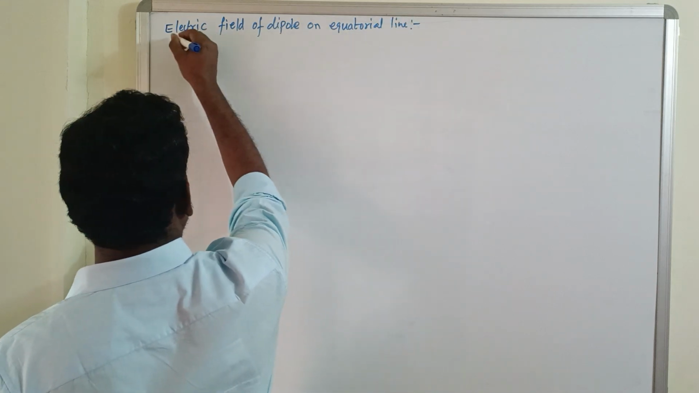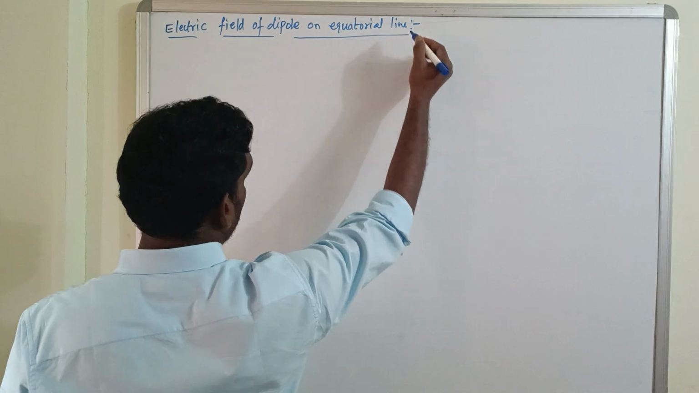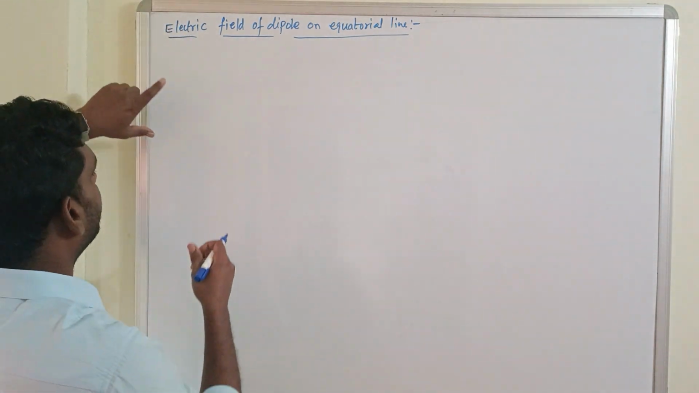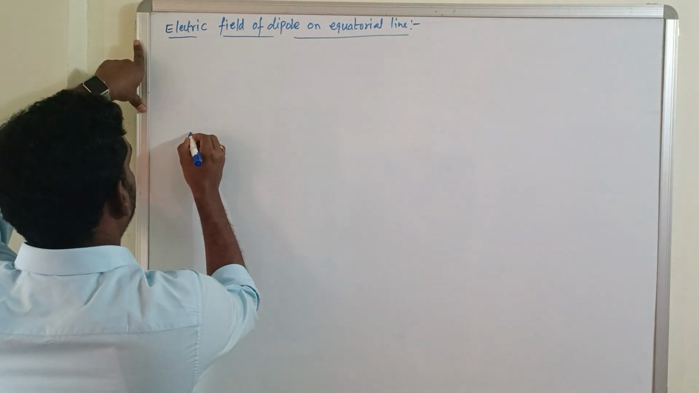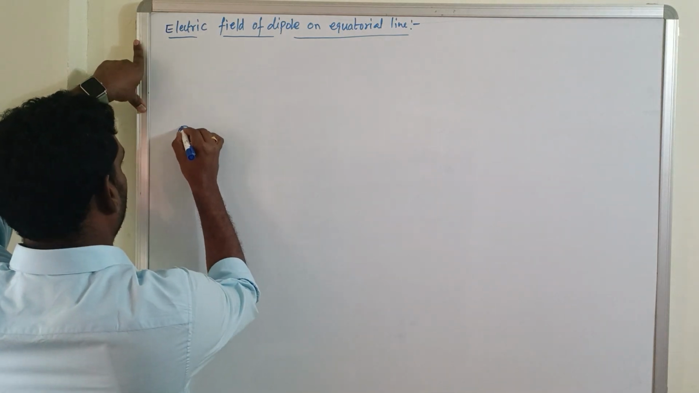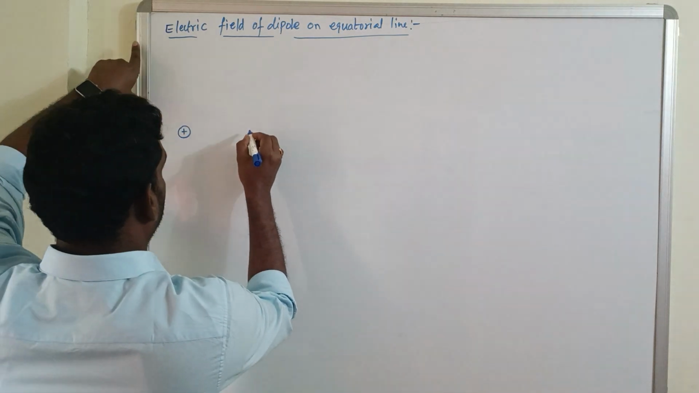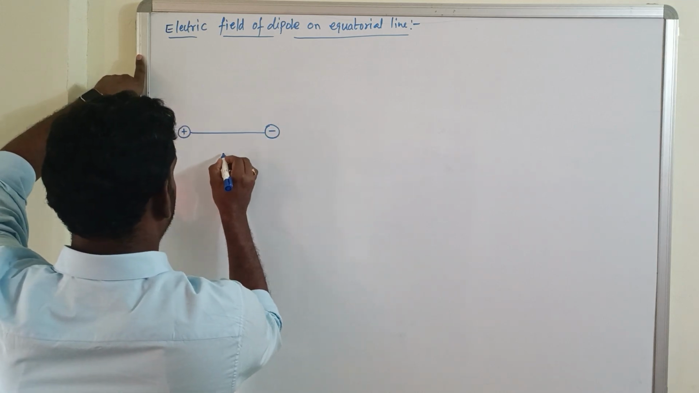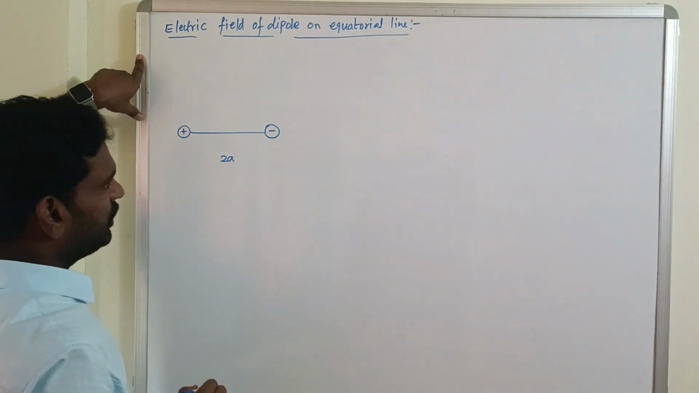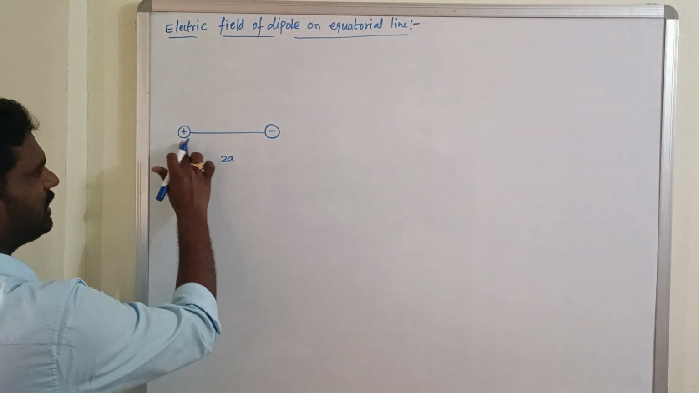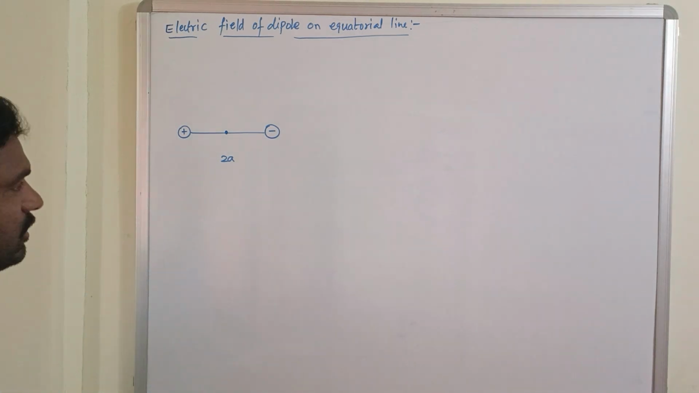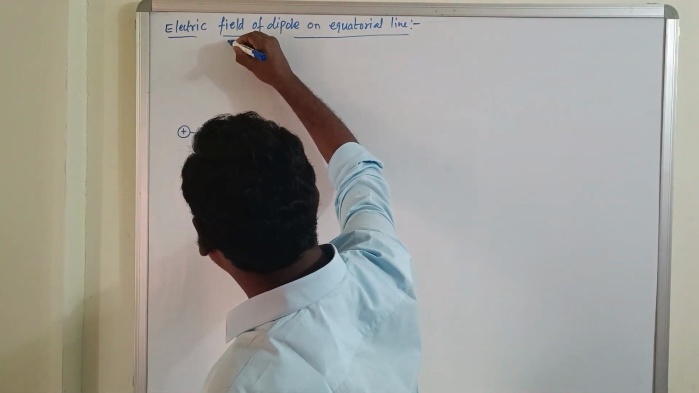Equatorial line means perpendicular bisector. The perpendicular is exactly the line that goes from the center of the two charges. Like we consider positive charge here, negative charge here. The distance between these two is nothing but 2a. This is the perpendicular bisector, and here is the center of the dipole, isn't it right? The center of the dipole.